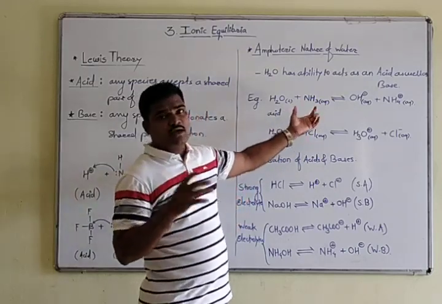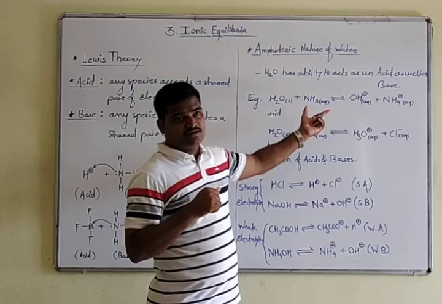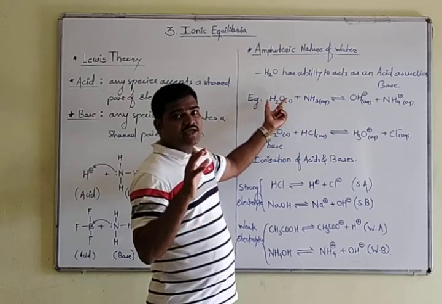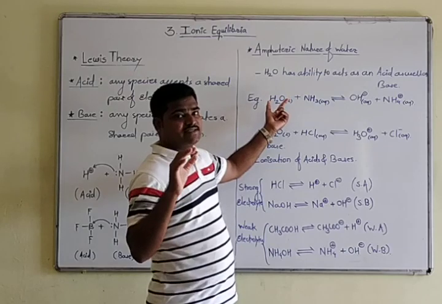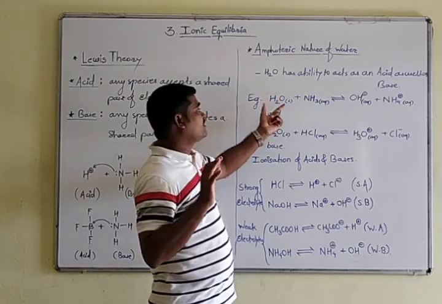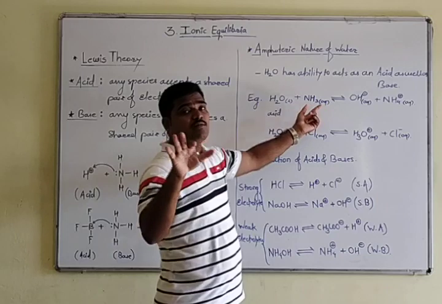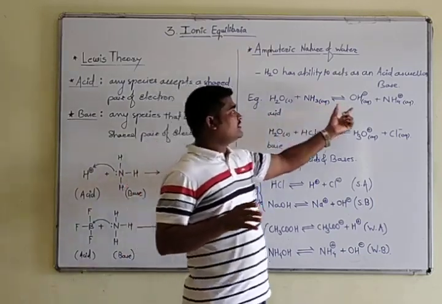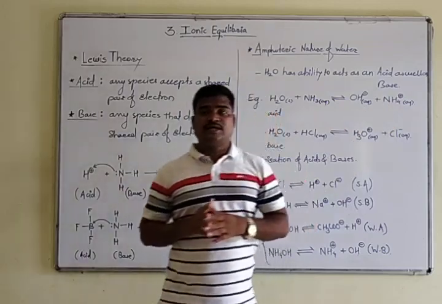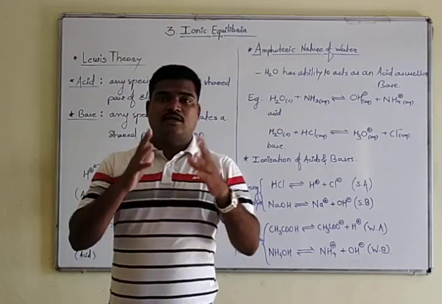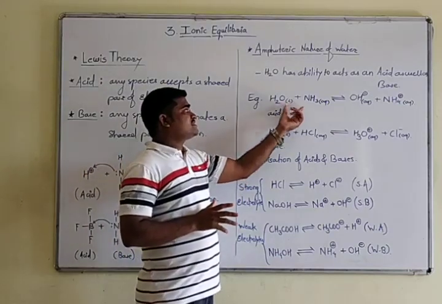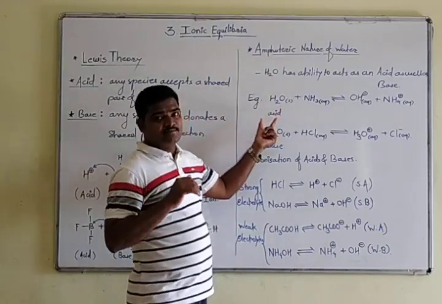As we know, ammonia is basic in nature, but for water we cannot define which nature it has at neutral condition. But when it is in contact with ammonia, it acts as an acid. Now look here, ionization takes place: OH minus ions and ammonium ions are formed. In this case, water acts as an acid.